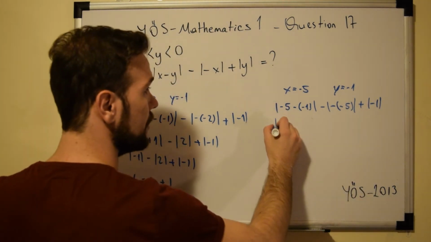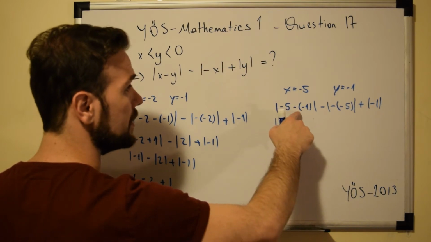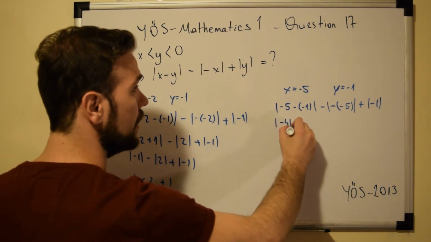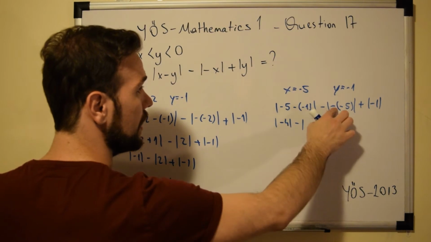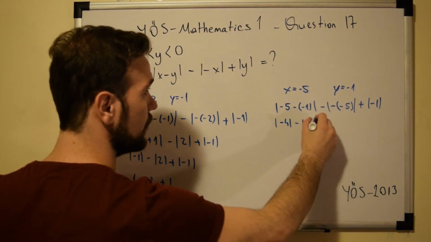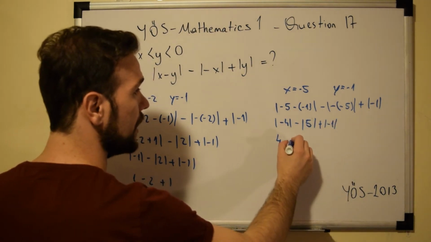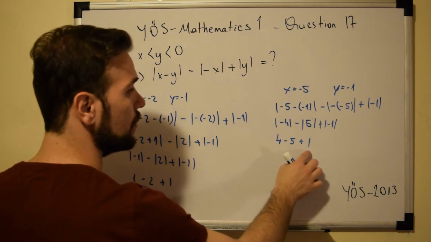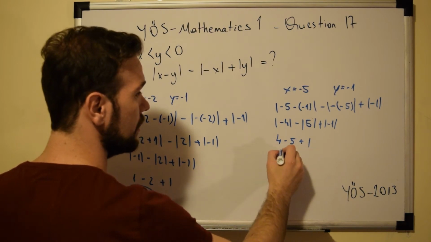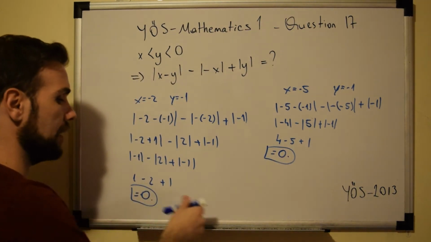So what do we have here? We have minus 5, minus times minus is plus, so minus 5 plus 1 is minus 4. We have minus the absolute value of minus times minus, it becomes plus, so we have the absolute value of 5 plus the absolute value of minus 1. So we have 4 minus 5 plus 1. 4 plus 1 is 5, 5 minus 5 is 0. So as you can see, we get to the same answer.